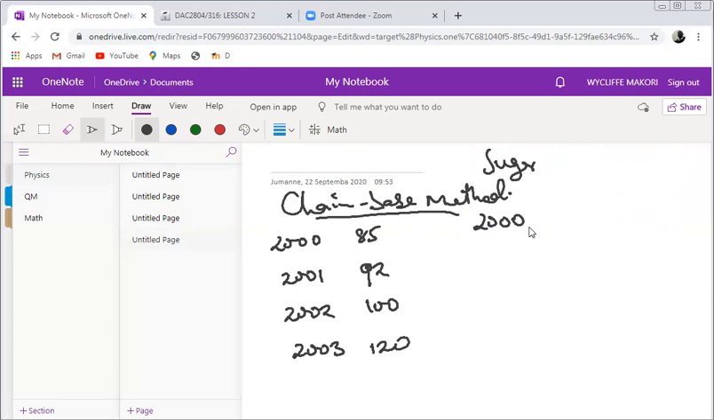If we are using the chain-based method, then for the year 2000 it is going to be calculated as this. But first of all, let us note the formula. It is normally given by P1 over P2 times 100%, where P1 is the price for the current year, and P2 is the price for the previous year. So under the chain-based method, we don't have a fixed base, but now the base will be the price of the previous year.